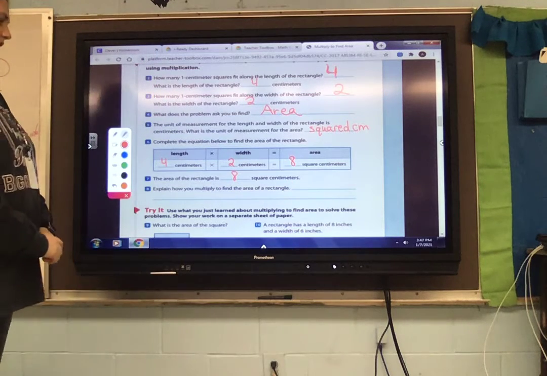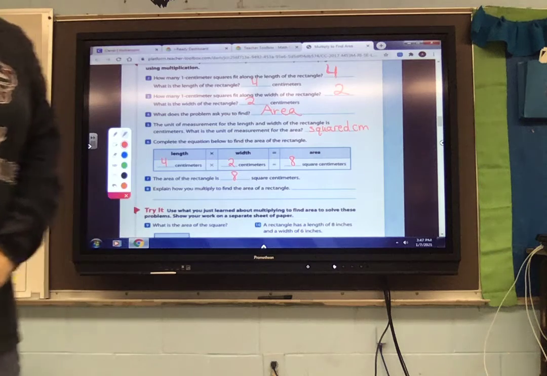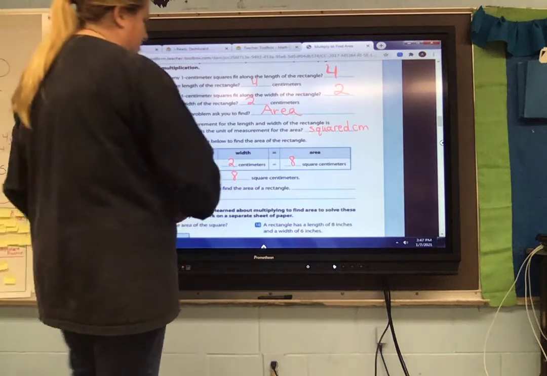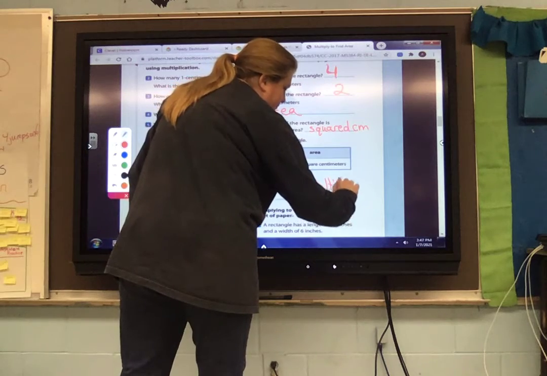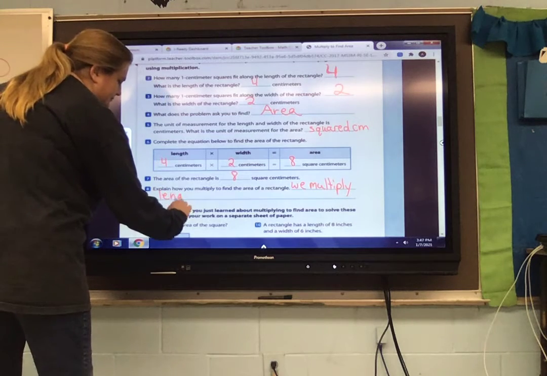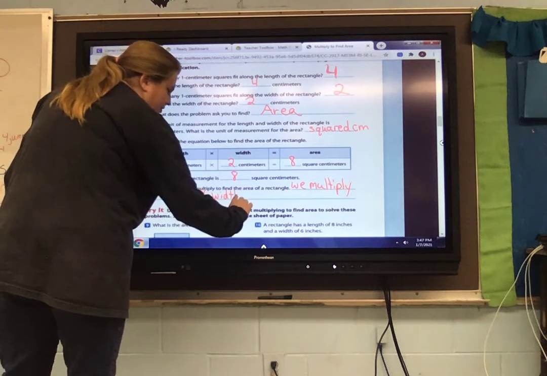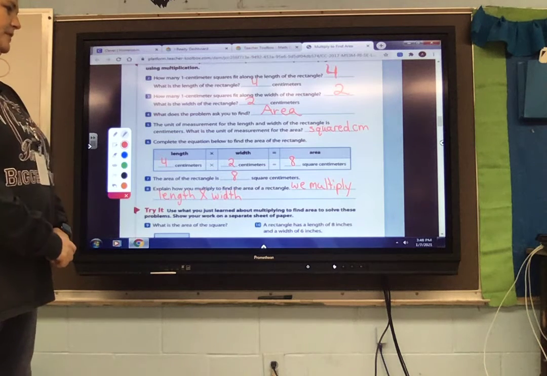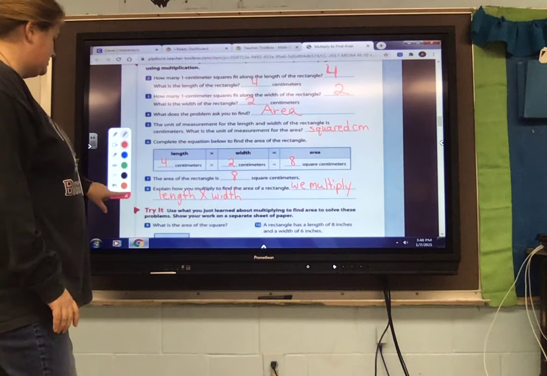Number 8, explain how you multiply to find the area of a rectangle. So we multiply length. This is our song, tells us that to get the area, we multiply length times width. We just need to remember when we're doing area, it's length, the long side, times width, the short side. We multiply length times width. Okay, this is going to go away, so I can scroll down.